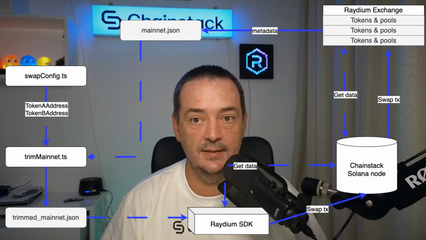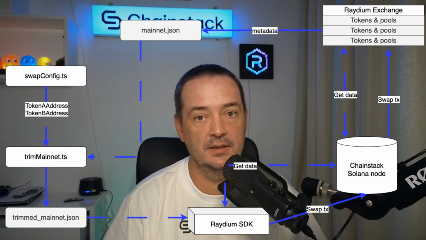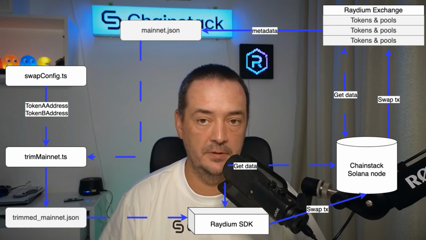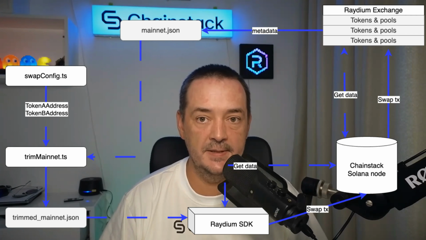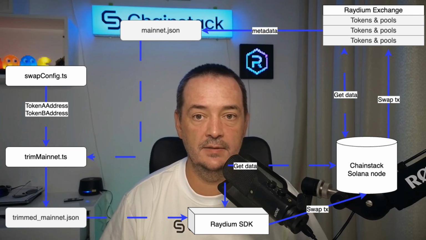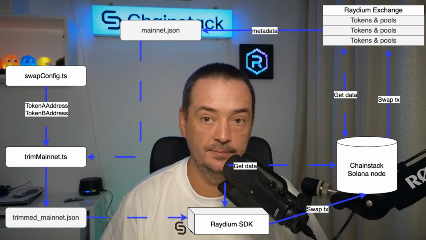So once again, the overview is get the metadata file of the Raydium exchange, which is a huge JSON file. Trim this file to only have the liquidity pool information data for the specific token pair that you're going to perform the swap on. Then use this data to query the latest exchange rate on chain through a ChainStack Solana node from the Raydium exchange. Then use this data to prepare the transaction and then send the swap transaction on chain and get it confirmed and get it done, and that's about it.